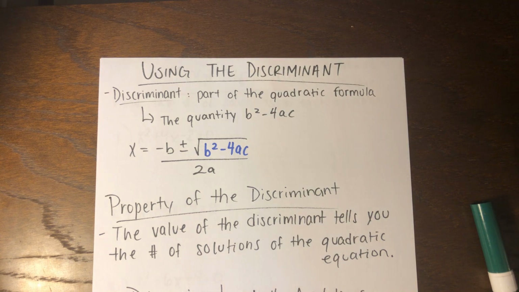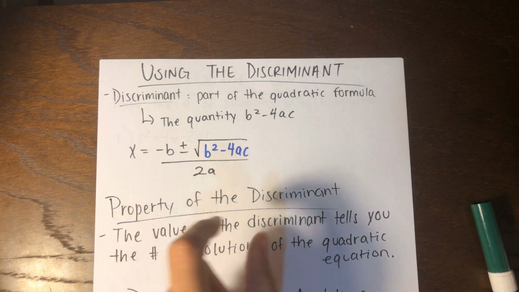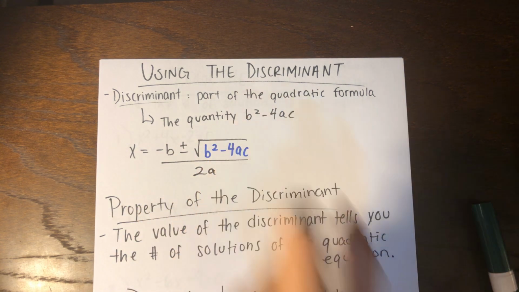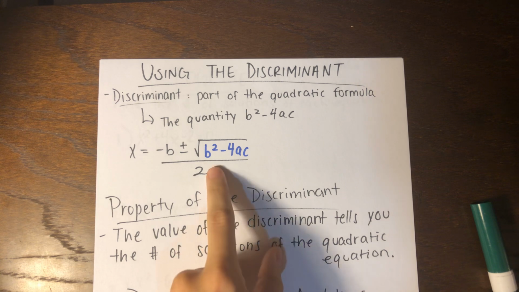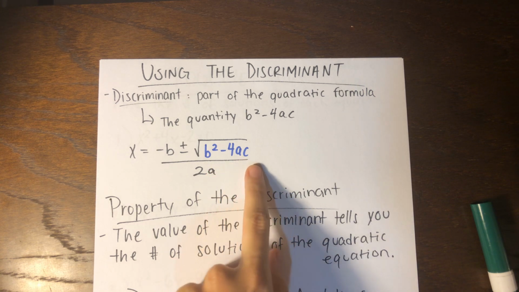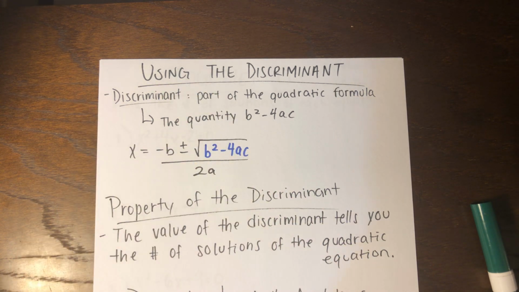Okay guys, so today we're going to be talking about using the discriminant. Okay, so you might be asking yourself, what is the discriminant? Well, it's part of the quadratic formula that we just learned about. So the discriminant is actually only a piece of it. The piece highlighted in blue, the b squared minus 4ac, that quantity is the discriminant. So when you solve for that, that would be your discriminant.